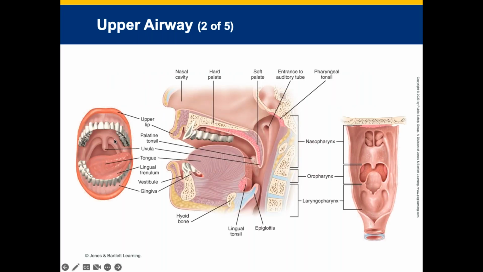All right, so as you can see, the upper airway consists of a little more in depth. Now, this is where we start going into the ALS stuff, right? So as we're looking into the airway, this is what we're going to see. Obviously, the upper lip, the palatine tonsils, looking down through the uvula, tongue, lingual, vestibule, and then gingiva, as you can see down here.